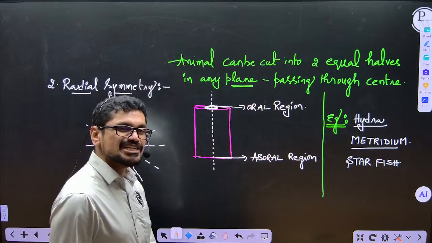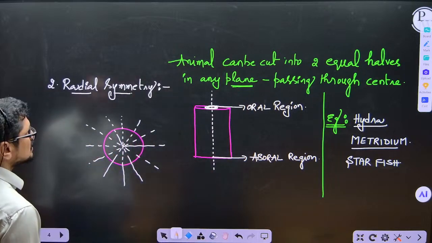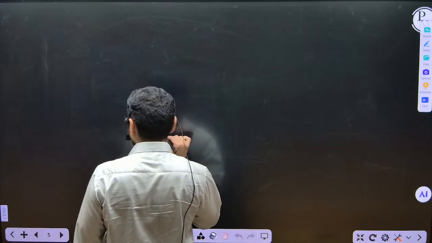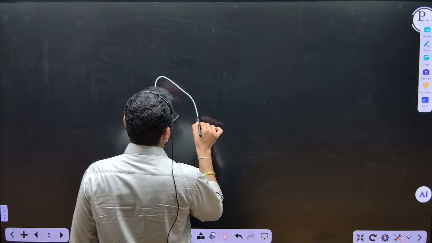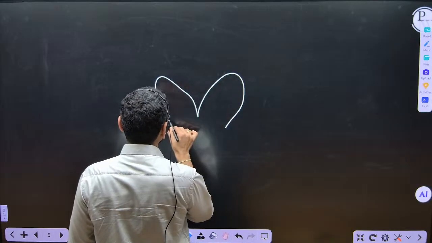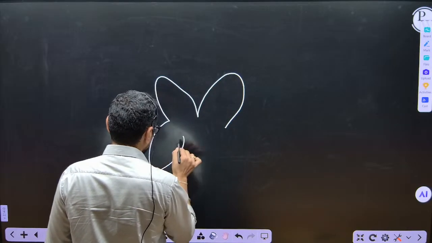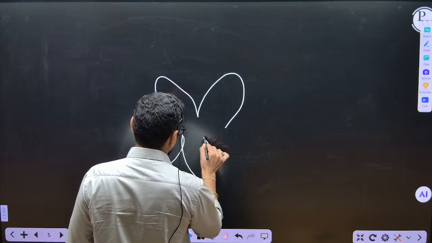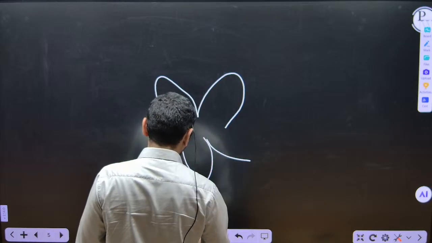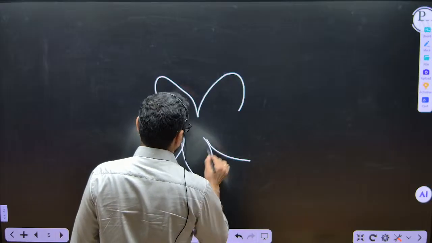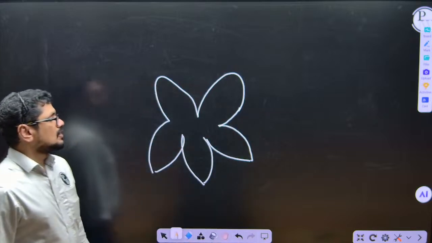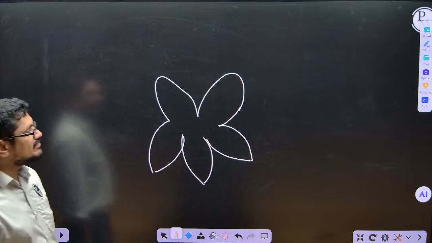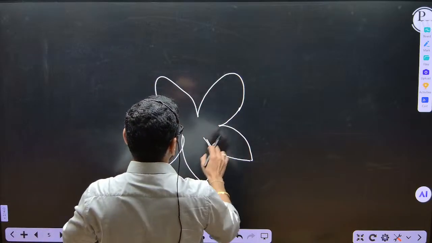But in starfish, there is one interesting story. I will tell what that interesting story is. Let me take another slide. Now, please wait. Don't disturb. I am drawing one diagram. 1, 2, 3, 4, and 5. So five arms are there. 1, 2, 3, 4, 5.